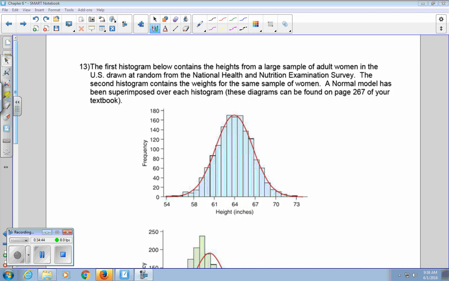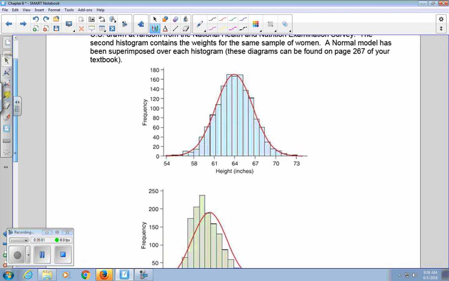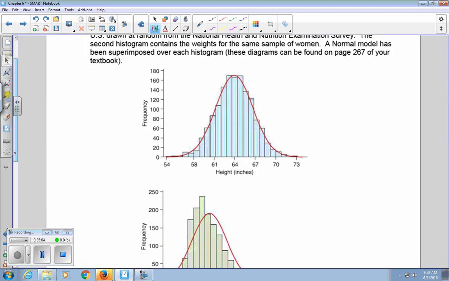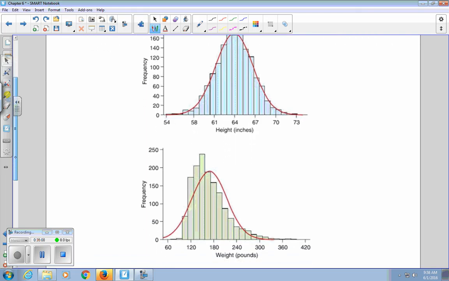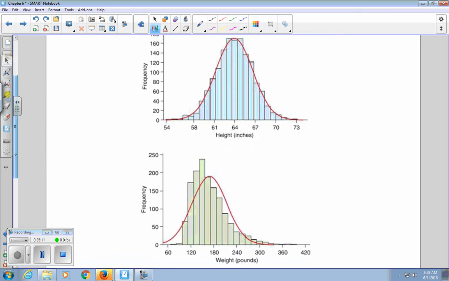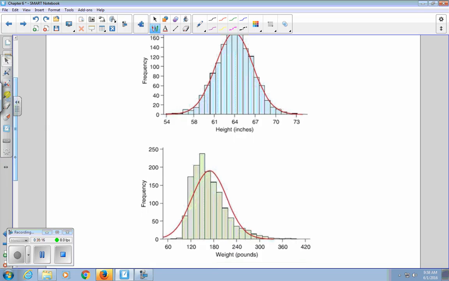So one last piece of information before we wrap up this section. The first histogram below contains the heights from a large sample of adult women in the U.S. drawn at random from the National Health and Nutrition Examination Survey. The second histogram contains the weights for the same sample of women. A normal model has been superimposed over each histogram. Okay, so you can see the normal model in red. And which one is the normal model a good fit for?